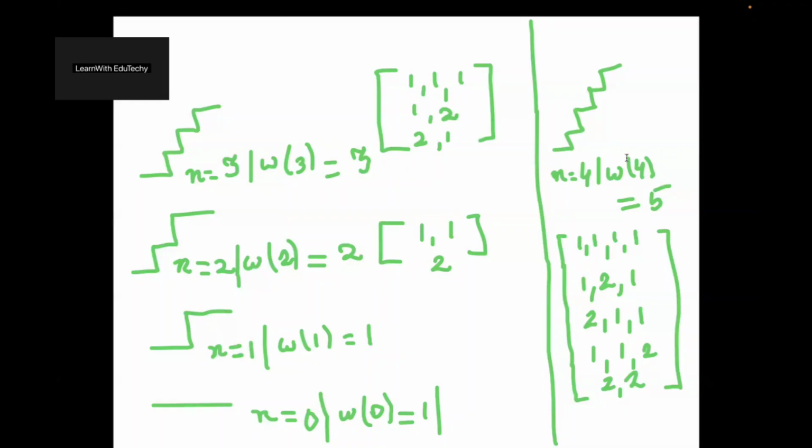Similarly, if we come here and see, what is W4? W4 is nothing but the number of possible ways we can climb to the third floor plus the number of possible ways you can climb to the second floor, which is 2.